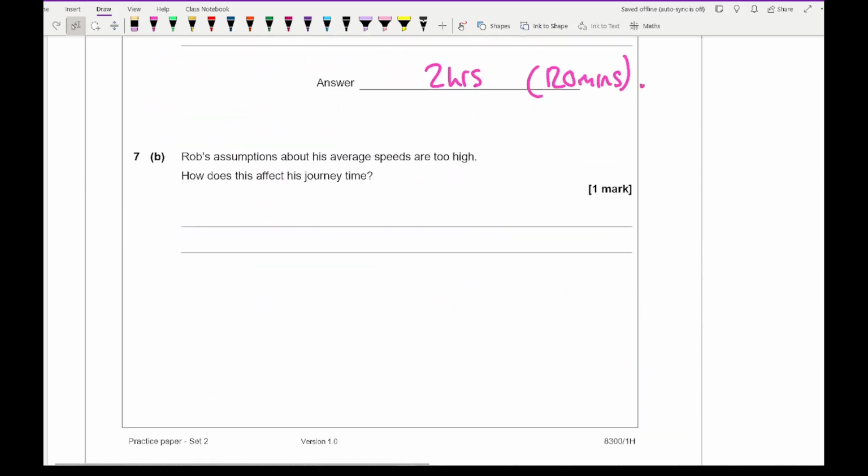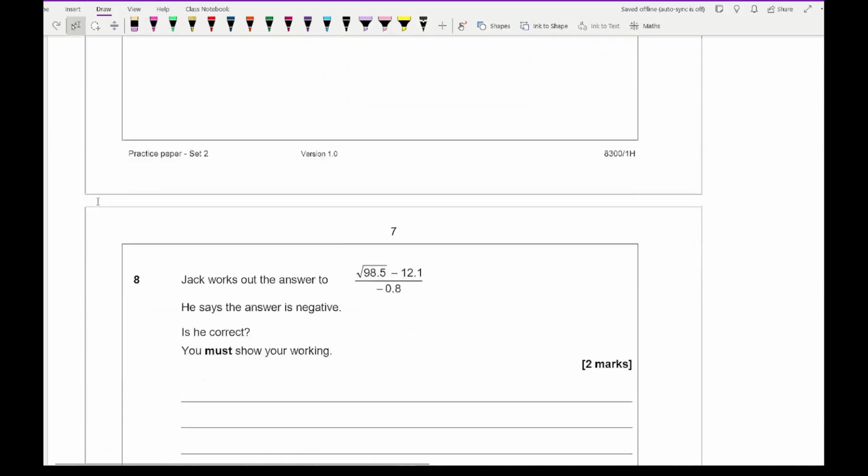Then it says Rob's assumptions about his average speed are too high. How does this affect his journey? Well, it's going to take longer, or take more time, whichever implies that it's going to take longer than expected.